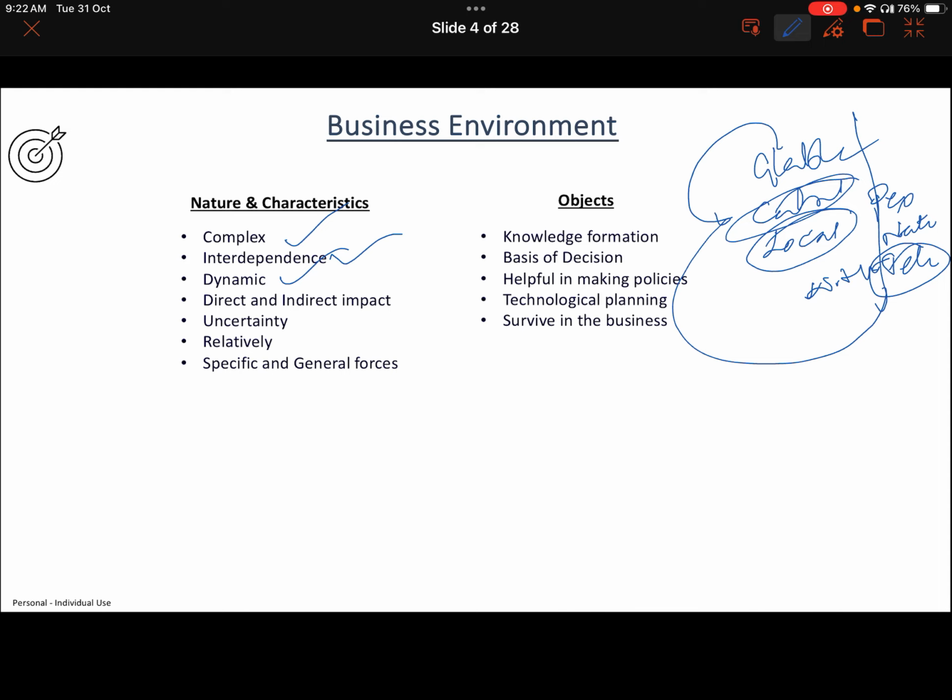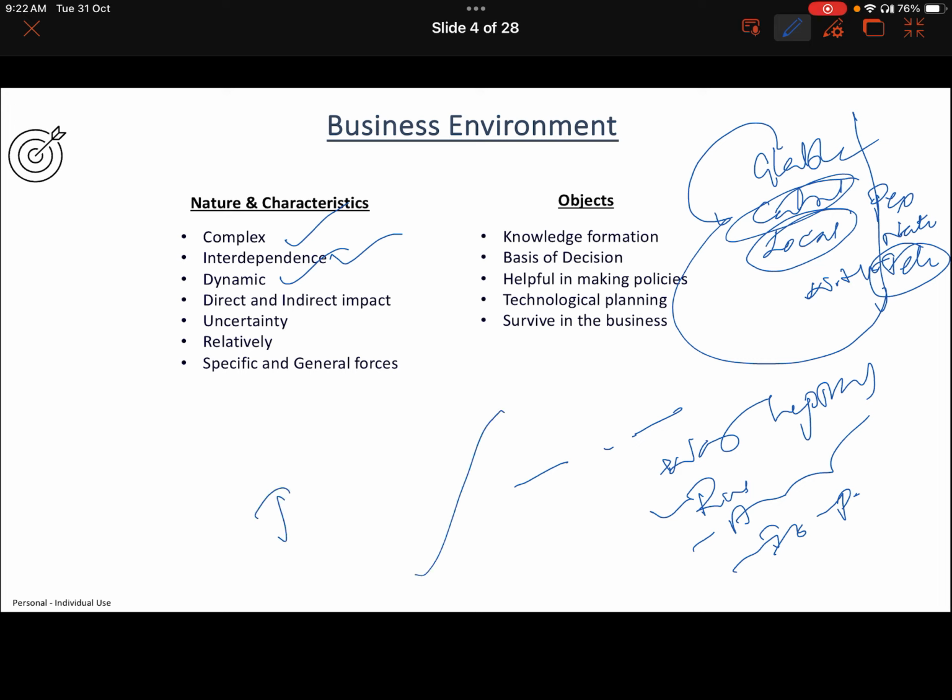Very, very simple. Today, everything is fine. When you wake up, you see that there is some war happening between two countries. In the last 1 year, we saw three wars: Russia, Ukraine, Armenia, Azerbaijan, Israel, and Palestine. So the environment is changing. All of a sudden, customer tastes and preferences will change. Customers start liking fast food in place of Indian foods. So everything keeps changing and it is very, very dynamic.